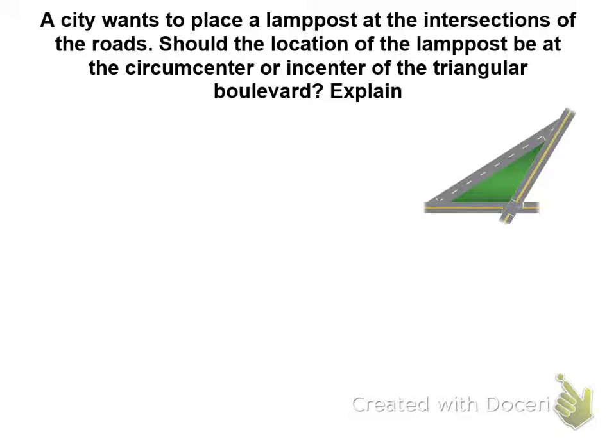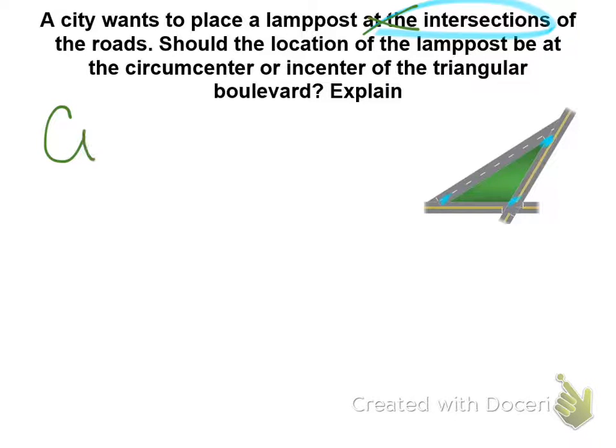You wouldn't put in-center twice, so circumcenter. Well, no, we're all going to talk about it. A city wants to place a lamppost. It's actually equidistant to the intersections, so not at the intersections. Should the location of the lamppost be at the circumcenter or the in-center of the triangular boulevard? So first, where are the intersections? Are they on the sides or the angles? They're at the angles. The lamppost is supposed to be equidistant to the intersections. So, would we use circumcenter or in-center?